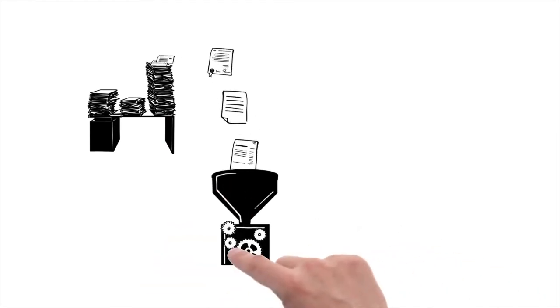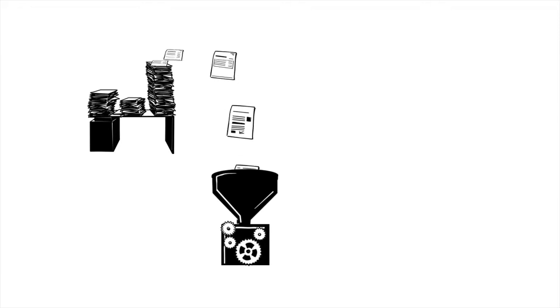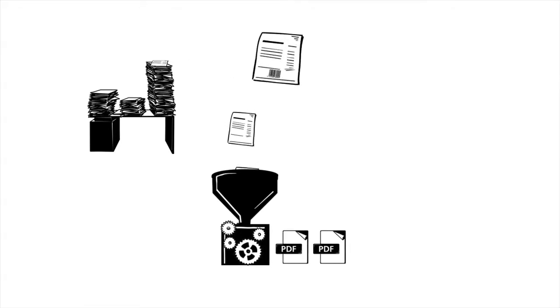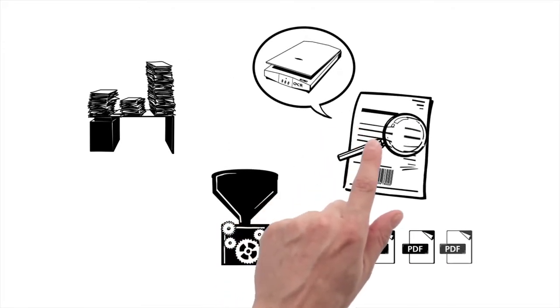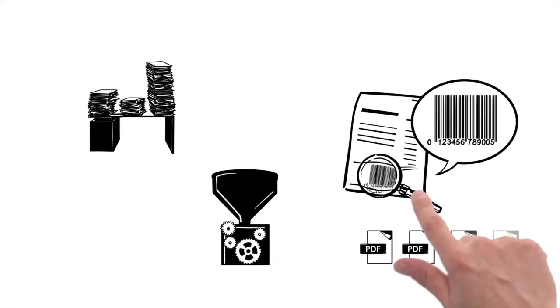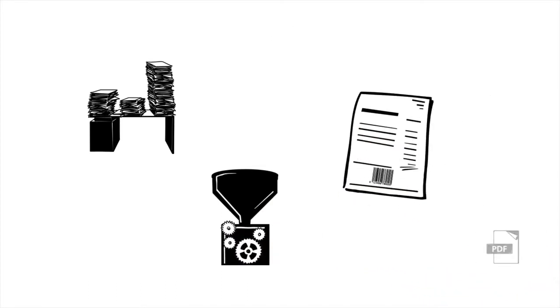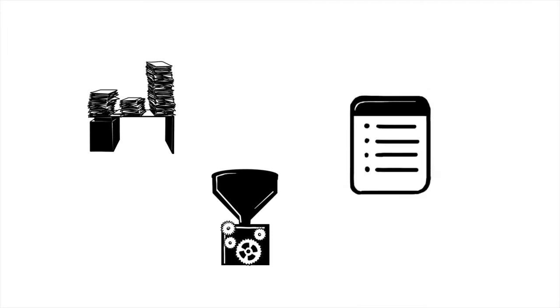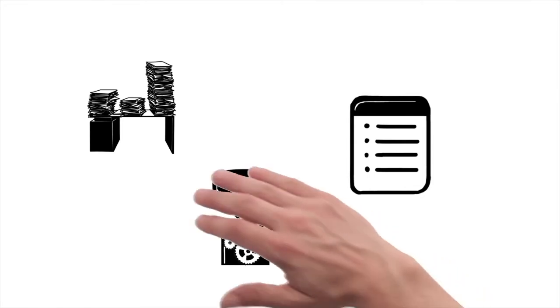Then they need to be processed. That means converted into a suitable electronic format. Maybe text recognition must run over it, or a barcode needs to be read. Finally, the document, now an electronic file, can be delivered into your business process or workflow.